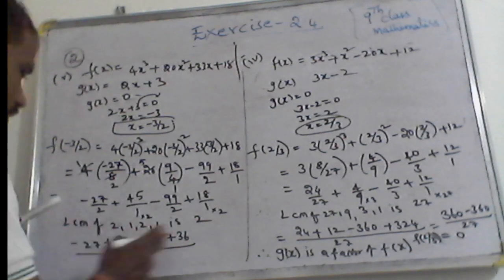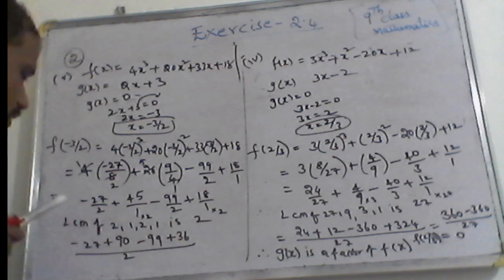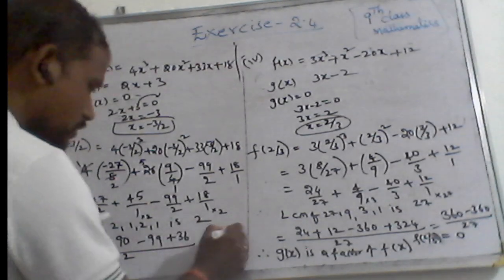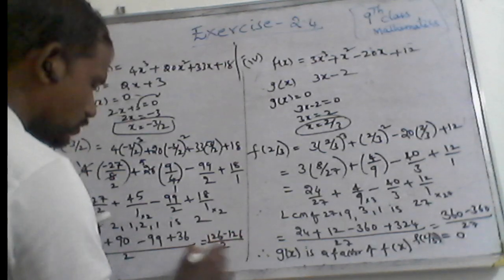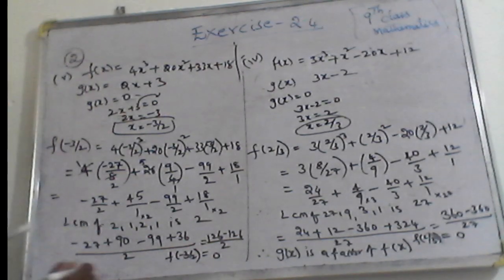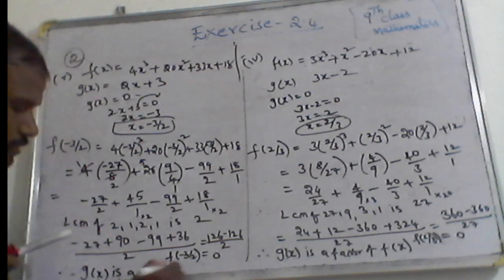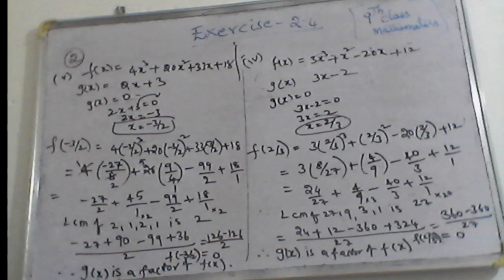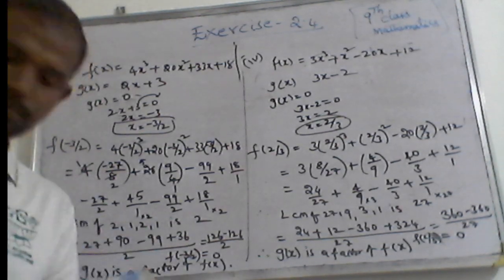So 90 plus 36 is 126. Here also minus 99, minus 27, minus 126 by 2. So 0. So f of minus 3 by 2 equal to 0. Therefore g of x is a factor of f of x. These are the 5 problems in bit number 2.